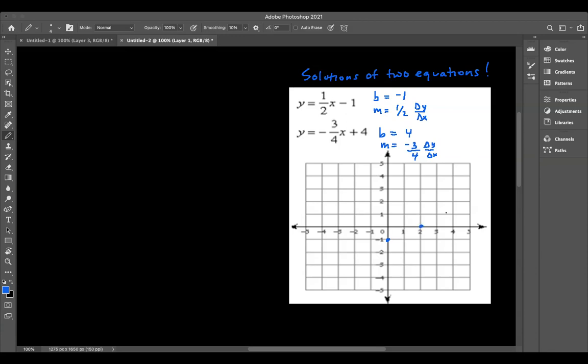We can do it again. Up 1 over 2 again. There's another point. There's one line. Now, let's do the next one.